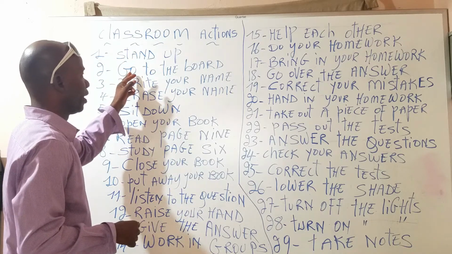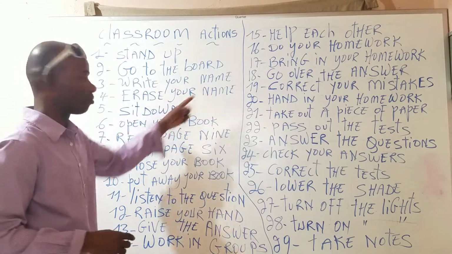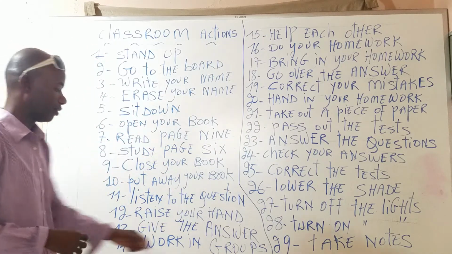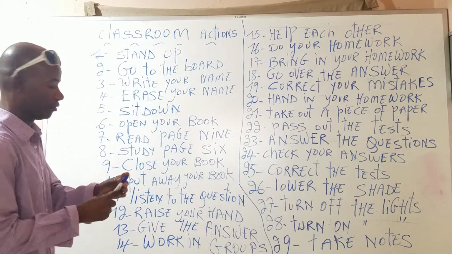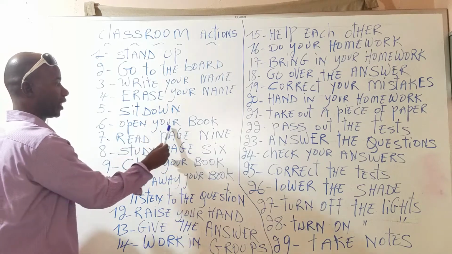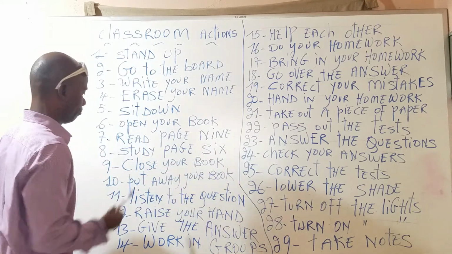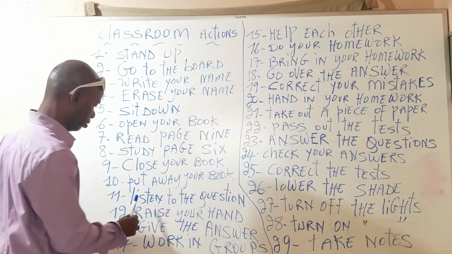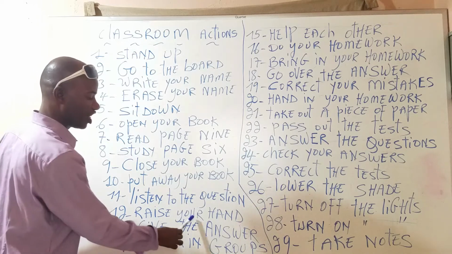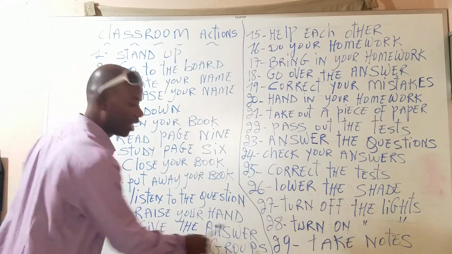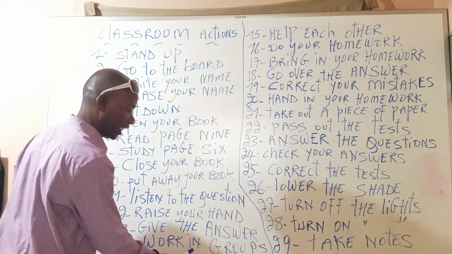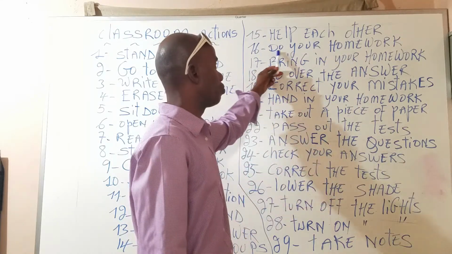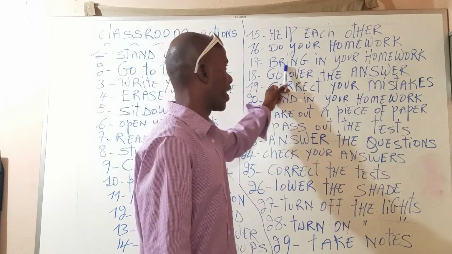This is stand up, and this is go to the board and write your name, okay? Erase your name, sit down. You see the sit down, all right? Let me point out with the felt pen. This is sit down, open your book. Read page 9, study page 6, close your book, put away your book, listen to the question, raise your hand, give the answer, work in groups, okay? This is help each other. Do your homework. Bring in your homework.